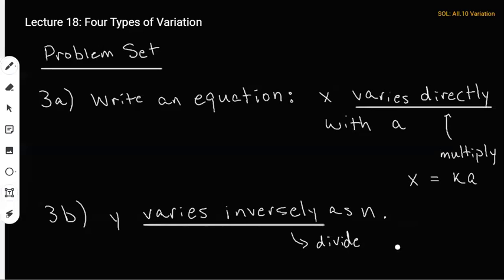Since it says y varies, we're going to start off by saying y equals, and we're going to divide by the variable. So we're really going to be dividing by n. K is going to be at the top of the fraction, and n is going to show up at the bottom. So that's what an inverse variation is going to look like. We're always going to be dividing when we're talking about inverse variation.